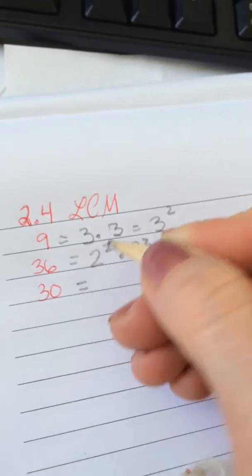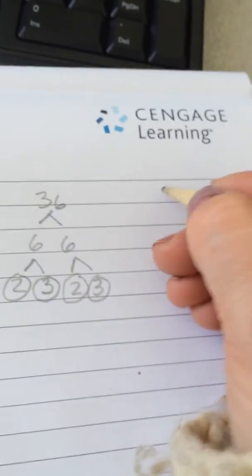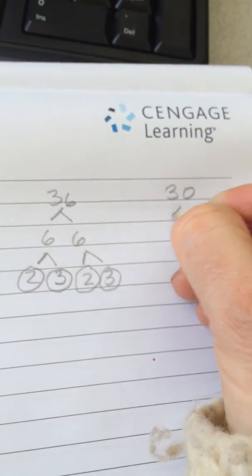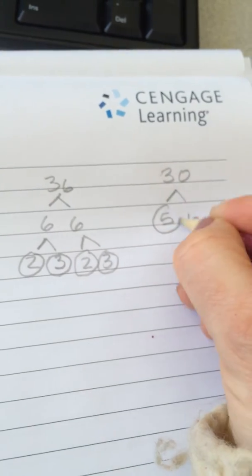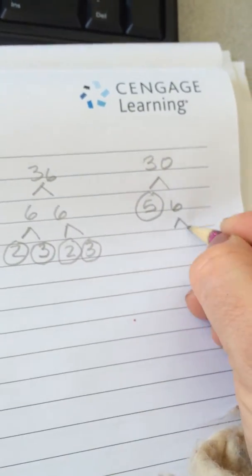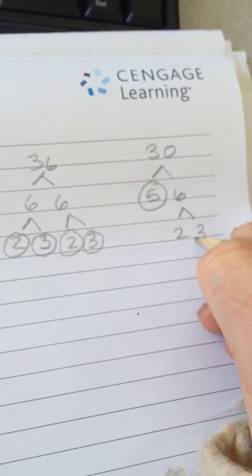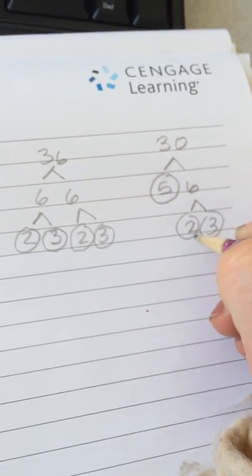And 30, come back over here again, 30 is 5 times 6, 5 is prime, and 6 is 2 times 3, so 2 times 3 times 5.